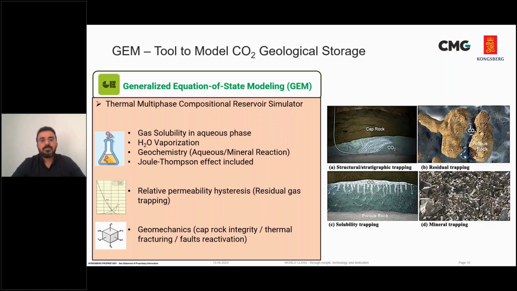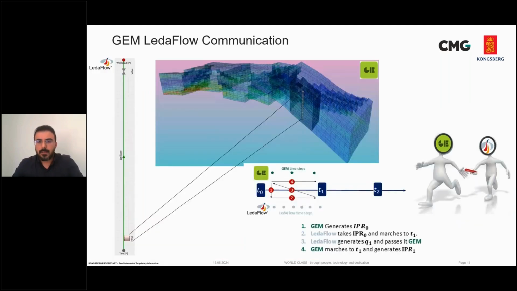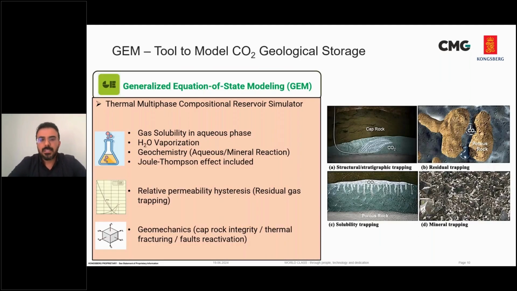The Joule-Thomson effect is included in the thermal option of GEM. And on the residual gas trapping mechanisms, you can model the relative permeability hysteresis effect. And finally, on the geomechanics, you can model the integrity of your cap rock, any possibility of thermal fracturing or fault reactivation during the injection of the CO2 into the formation.